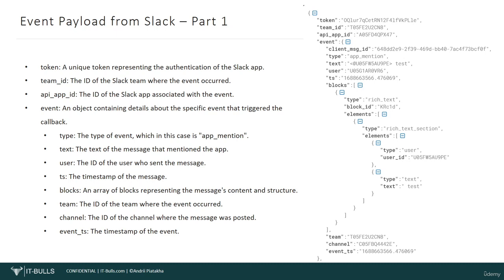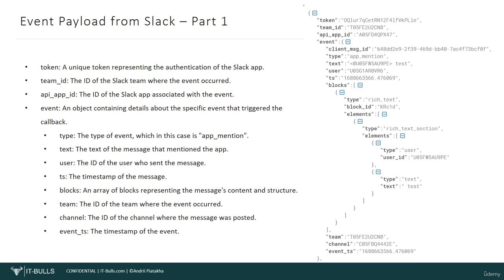Blocks. An array of blocks representing the message's content and structure. This is for more advanced message content analysis. Team. The ID of the team where the event occurred. Channel. The ID of the channel where the message was posted. Event TS. The timestamp of the event.